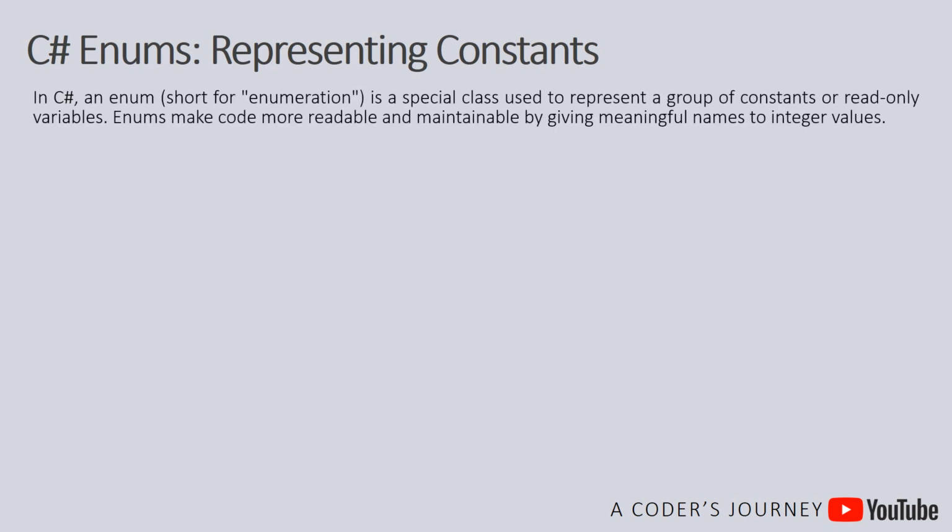In C#, an enum, short for enumeration, is a special kind of class used to represent a group of constants or read-only variables. We have the same concept in other languages. For example, I remember making a video about TypeScript here in the playlist about TypeScript, and in that series I also talked about enums in TypeScript. Anyway, read-only constants, right? For enums, and enums can help you make your code more readable and maintainable. How? By giving meaningful names to integer values.